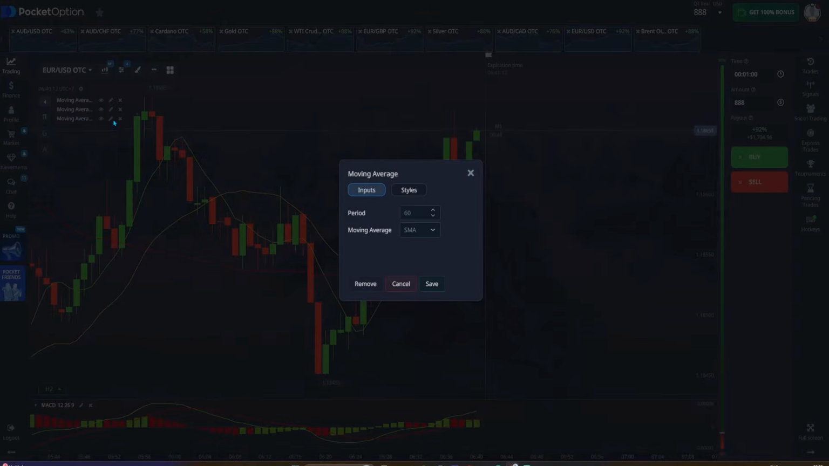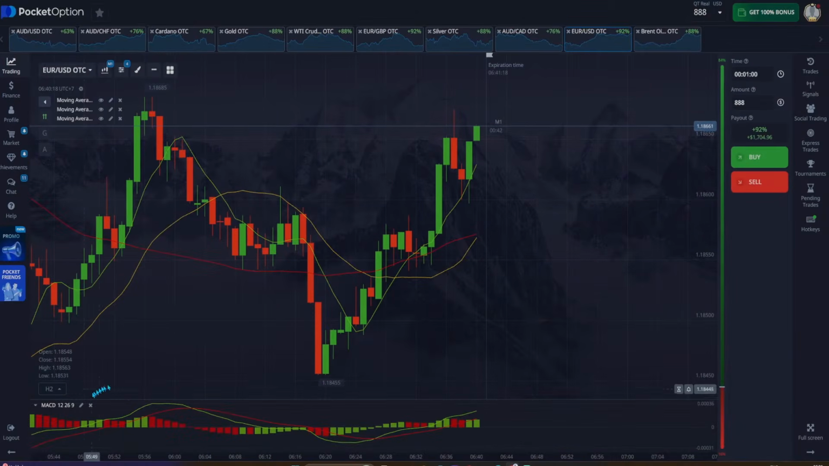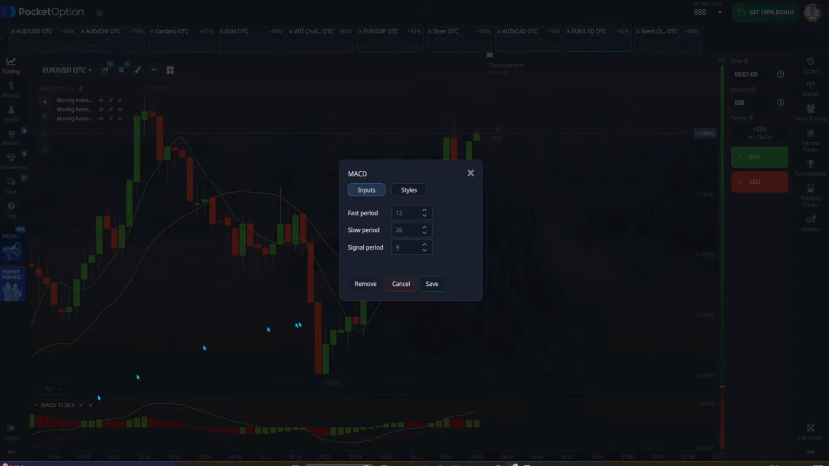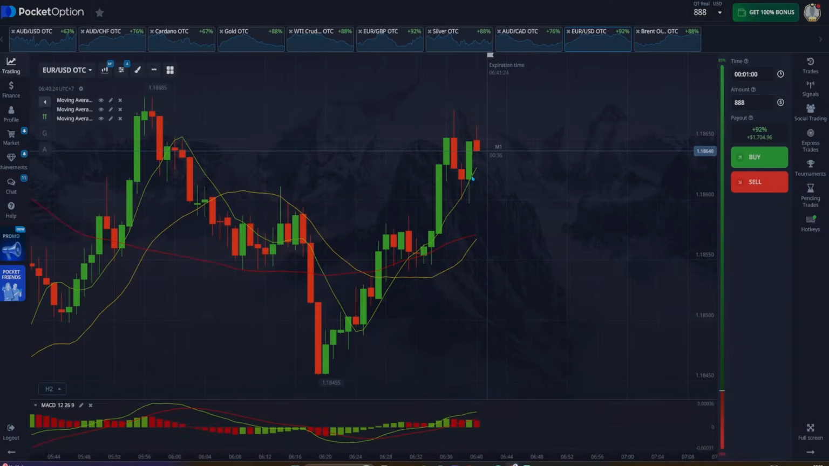60-period moving average in red. This represents the long-term trend and also acts as a dynamic support and resistance zone. MACD with default settings. This functions as your momentum tool and confirmation of the overall trend. By combining these 4 indicators, you gain a complete view of the market: short-term trend, medium-term flow, long-term structure, and momentum confirmation. When all of these align, it gives you much higher accuracy in your trades and more confidence in every decision you make.